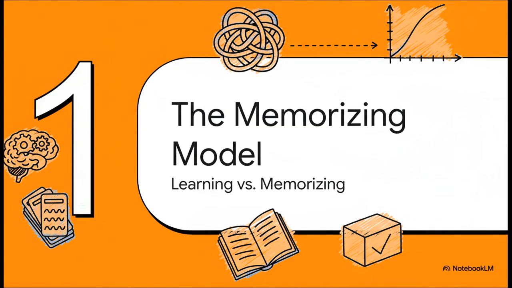It's called overfitting. And at its core, it's all about the difference between a model that has truly learned a pattern and one that has just, well, memorized the answers to the test. Let's really break that down.